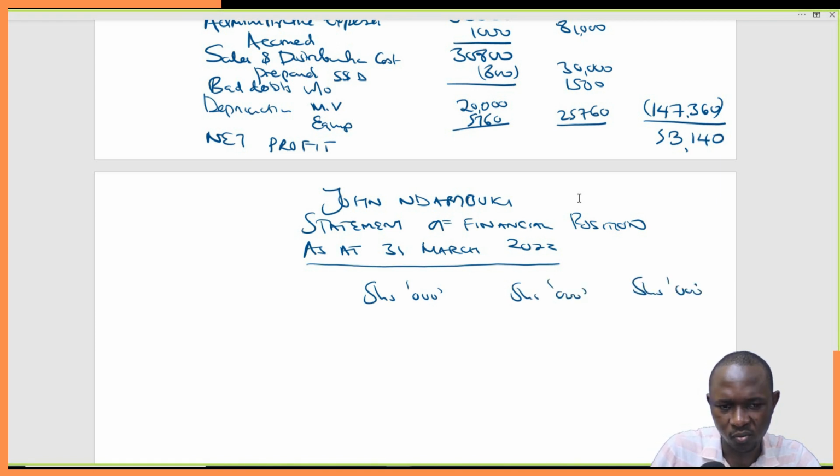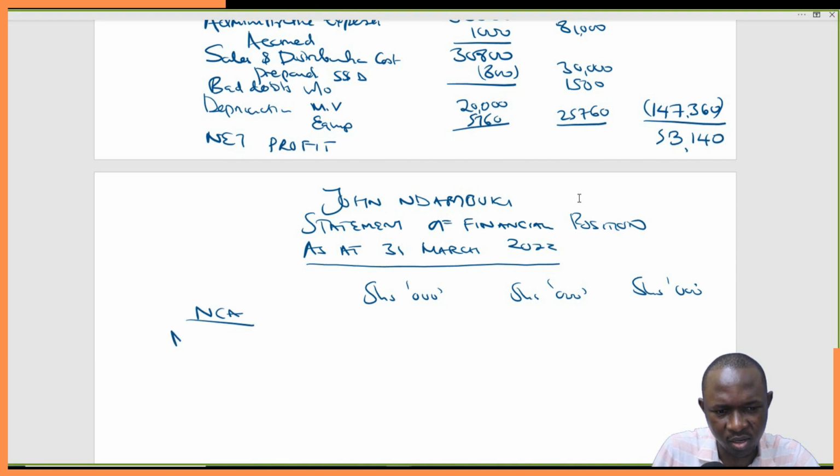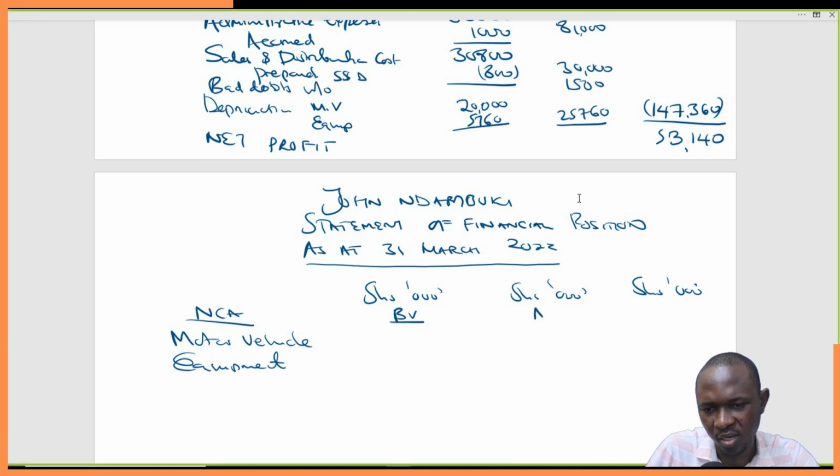And then we start with the non-current assets. Now we have 2 non-current assets: the motor vehicle and the equipment. And we'll check if we have any other. So here we have the book value, the accumulated depreciation, and then the net book value.